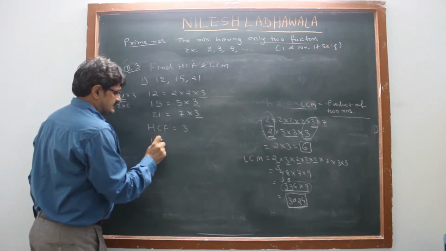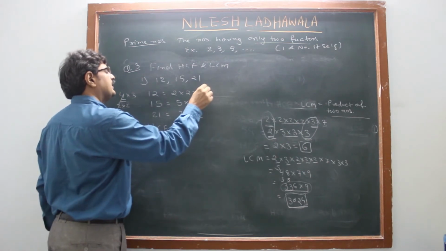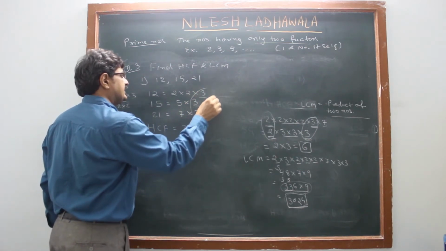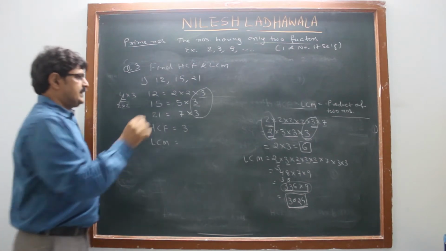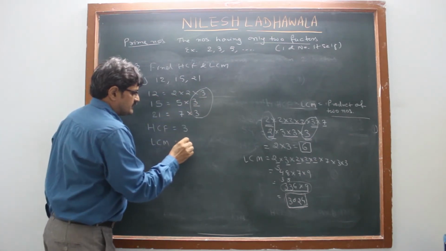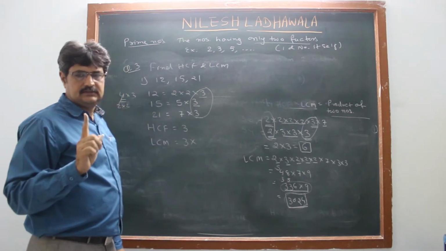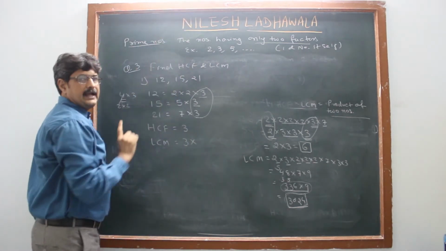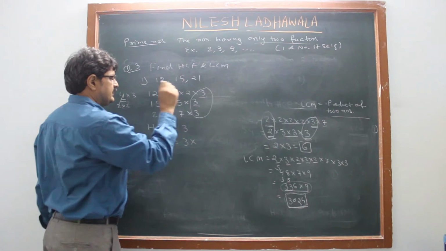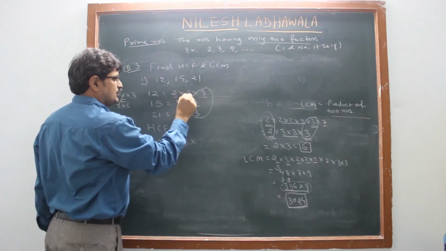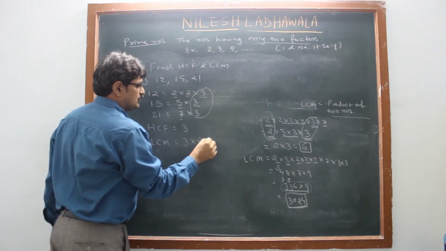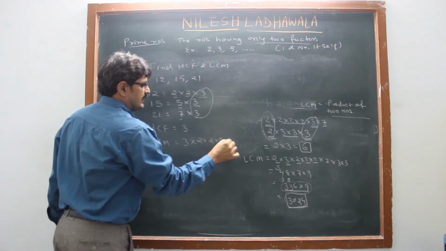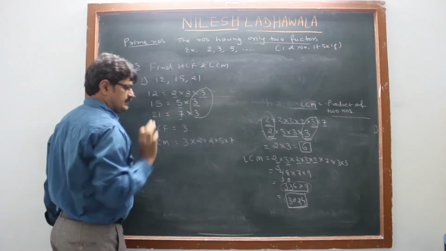Now LCM. Whatever idea of finding HCF and LCM we had should be applied here. The HCF, that means the common factor, should be written once, right? Now we have to write the remaining factors. The remaining factors are 2, 2, 5 and 7. I will write here 2, 2, 5 and 7.